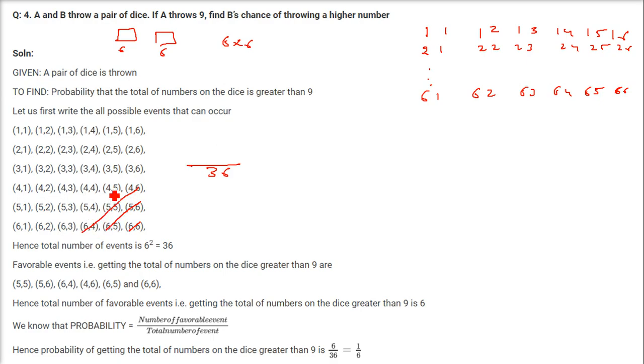See, 6,3 is 9; 5,4 is 9. These are 10, 10, 10, 11, 11 and 12. So these are 1, 2, 3, 4, 5, 6. 6 are the favorable cases, 36 are the total number of cases. So 6 by 36, that is 1 by 6 is the answer.